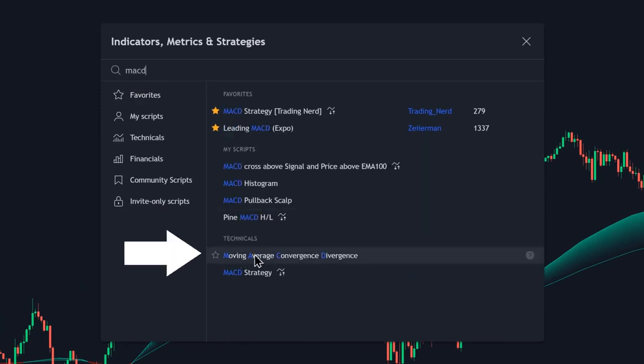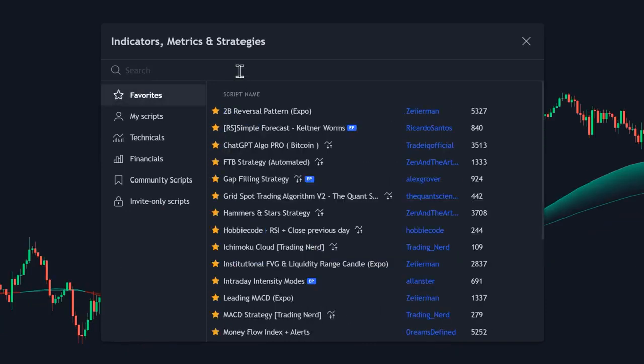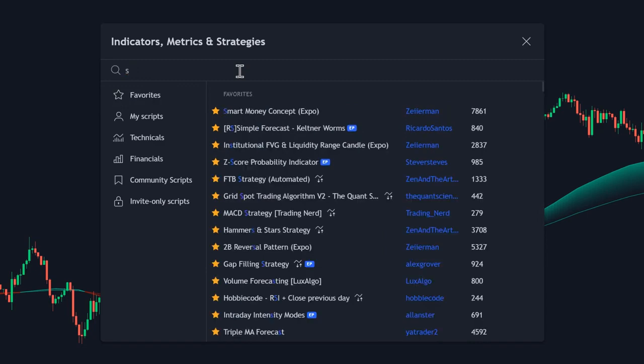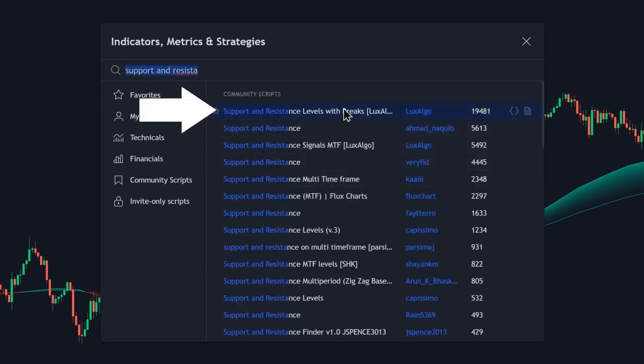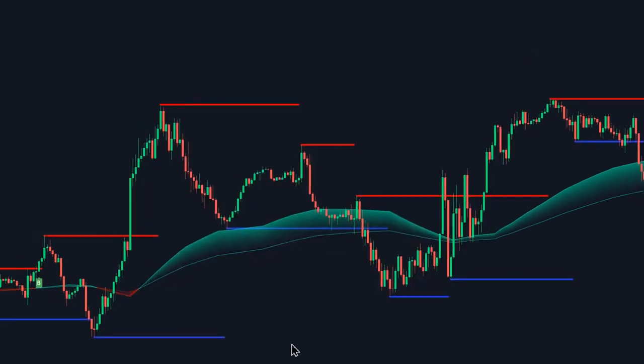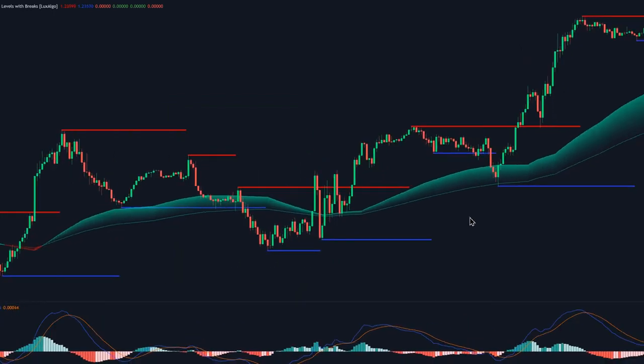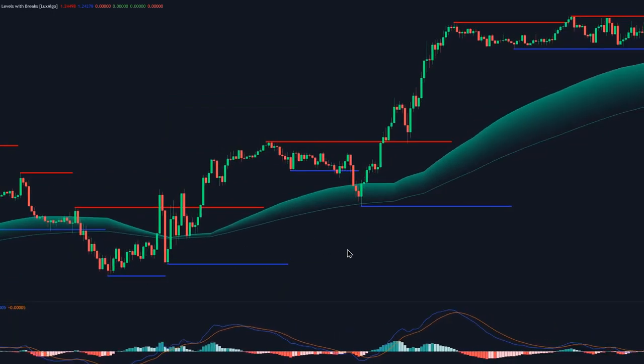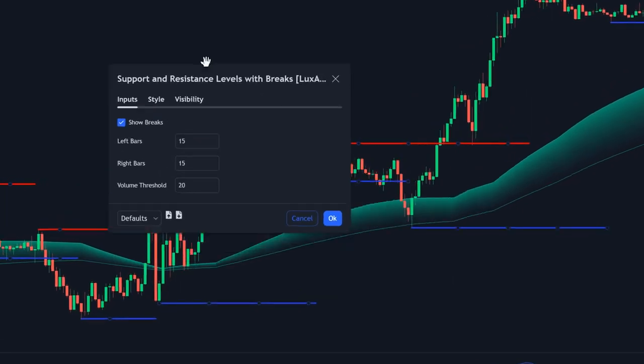This one right here. The second indicator is called support and resistance levels with breaks. This one created by LuxAlgo. Once we have the two indicators added, we would need to change some settings. Double-click on the support and resistance levels indicator by LuxAlgo.